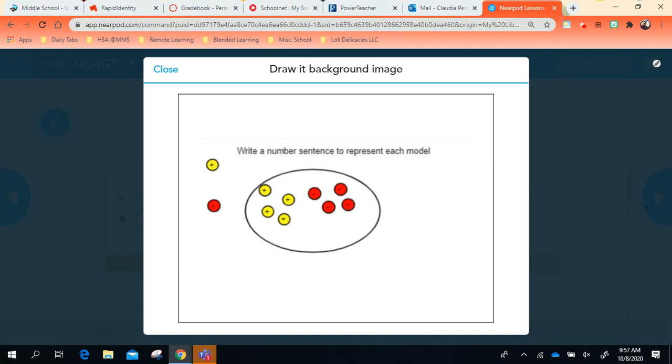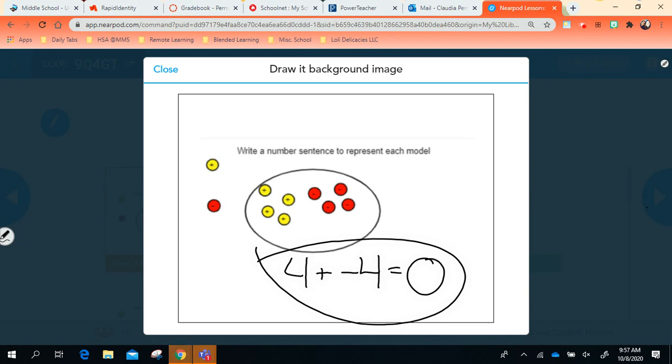Levi, what is it? The number sentence? What's my number sentence? Positive 4 plus negative 4 equals 0, because 4 plus negative 4 is 0. It creates all these beautiful zero pairs.